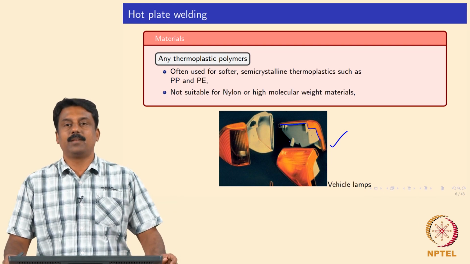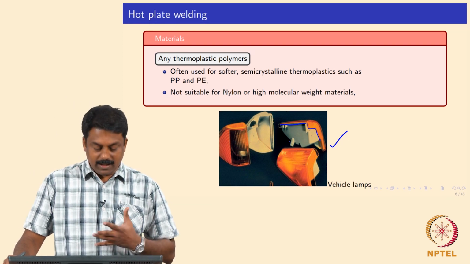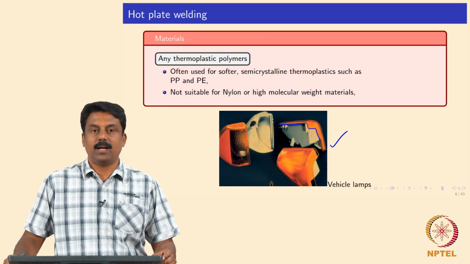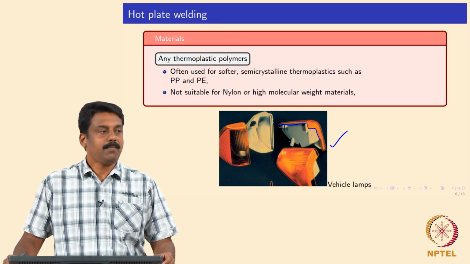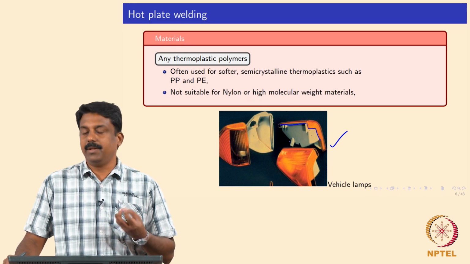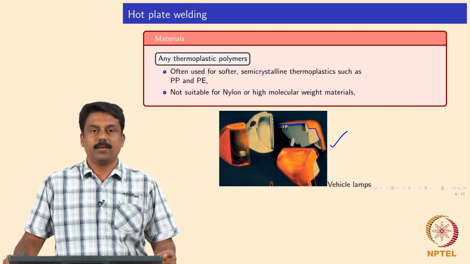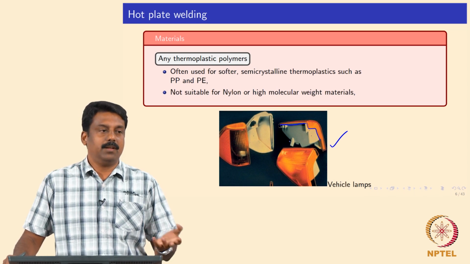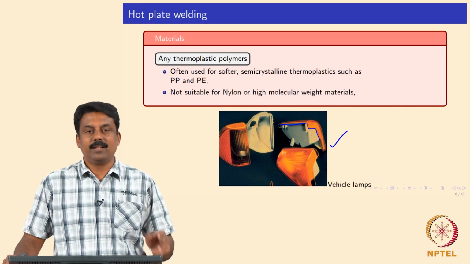So for semi-crystalline thermoplastics, the material has to have some strength. That's why this process is very commonly used for polypropylene and polyethylene. Nylon is not possible because that will collapse. Good.